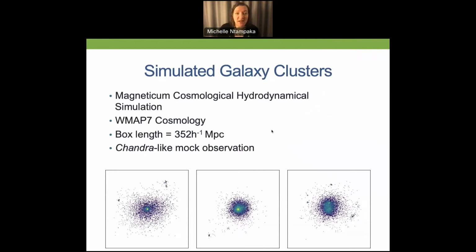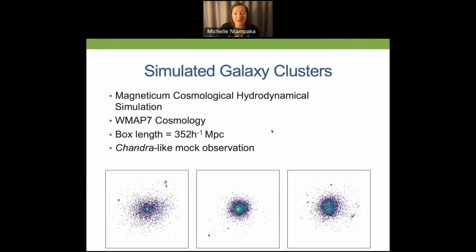For this case study, I am using simulated galaxy clusters. They are from the Magneticum Cosmological Hydrodynamical Simulation. This was run at a low sigma 8 cosmology, one of the ones preferred by probes of large scale structure, the WMAP7 cosmology.